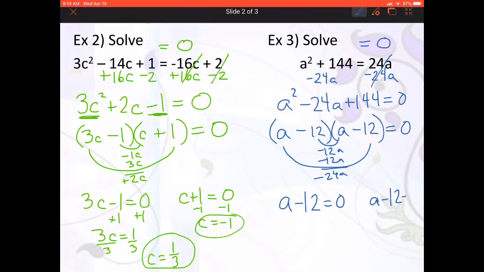And I'm noticing that my two factors are the same. So when I go to solve and I add 12, a equals 12 here. And if I go to do that on the other one, a is 12 again. So this one only has one solution. No reason to write it twice. So there's only one solution for this problem, one number that makes it equal to 0, or I'm sorry, that makes it true.